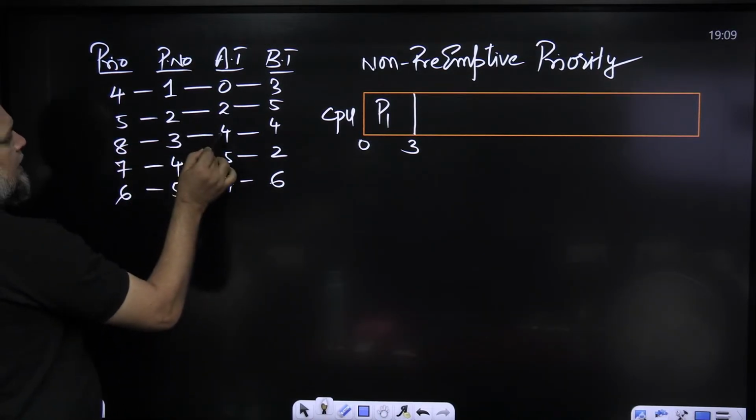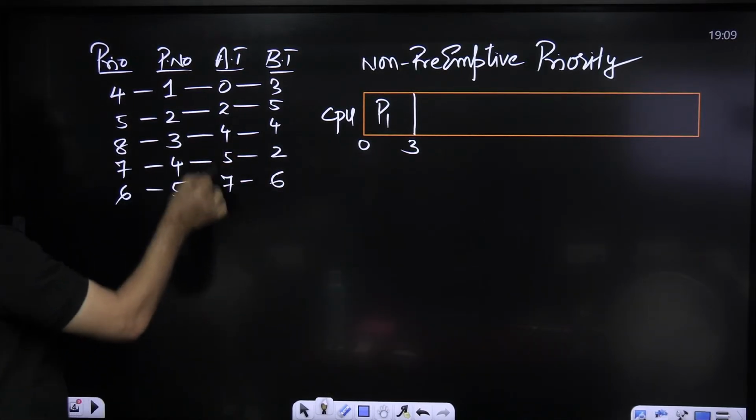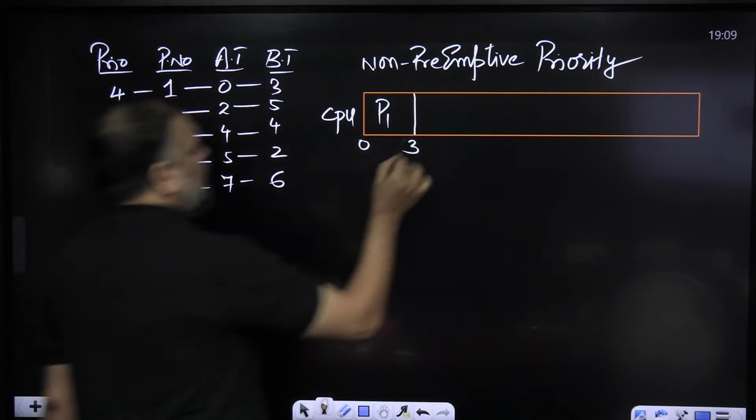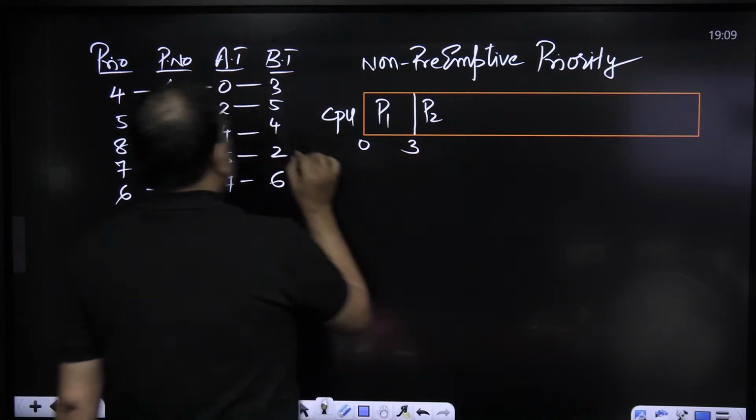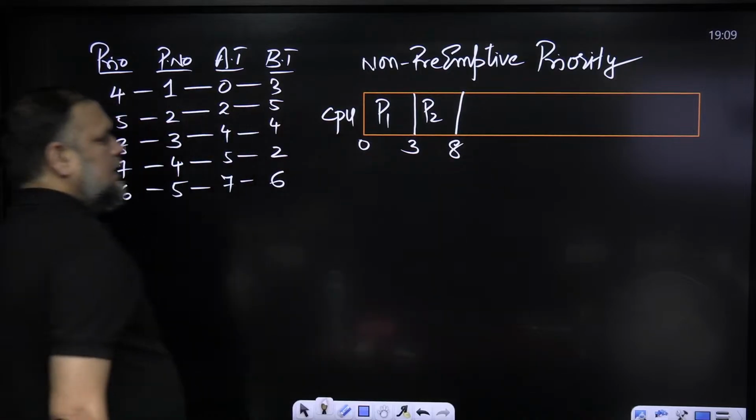Notice P3 is coming at 4, P4 is coming at 5, P5 is coming at 7. So naturally we cannot consider these 3 processes. So we have to schedule P2 only. So P2 needs 5 units of time. 3 plus 5, it will complete at 8.